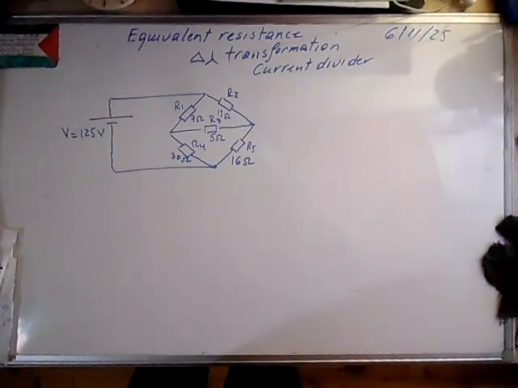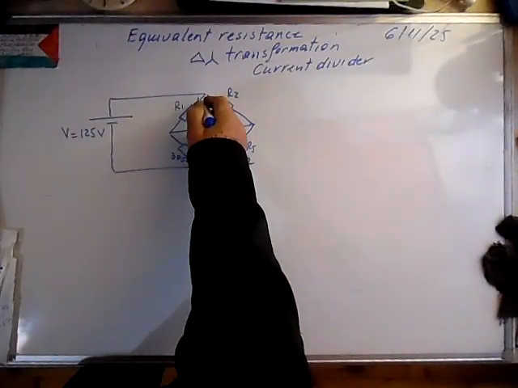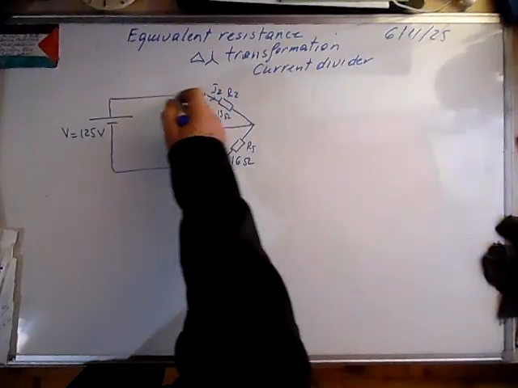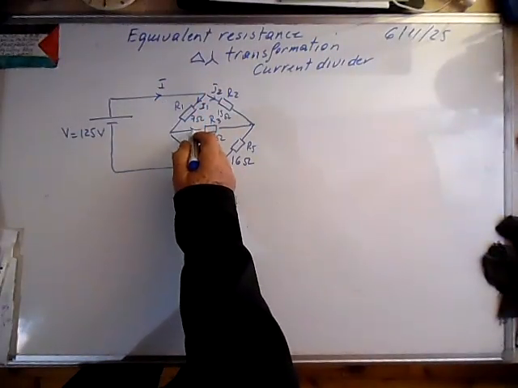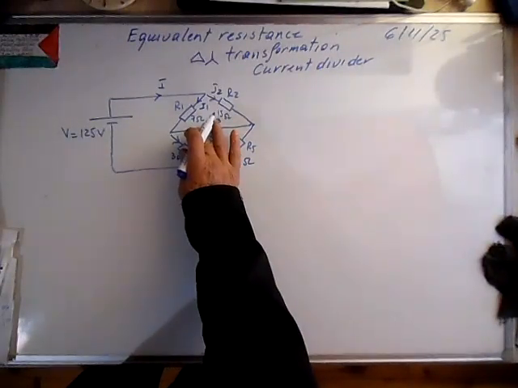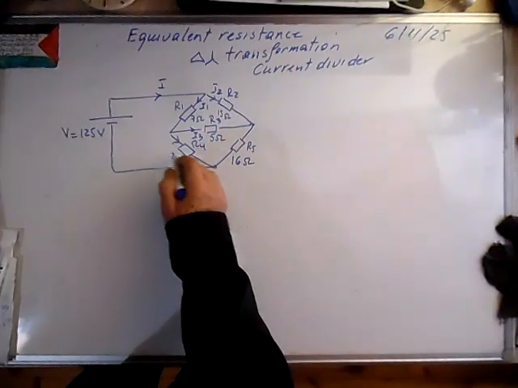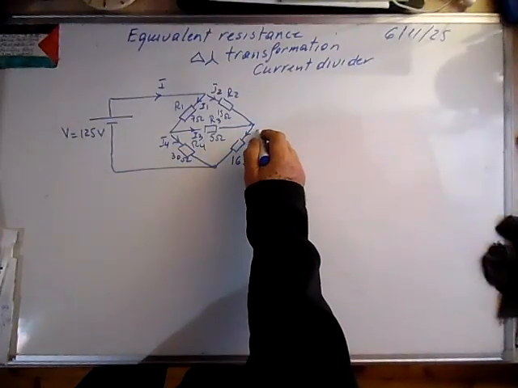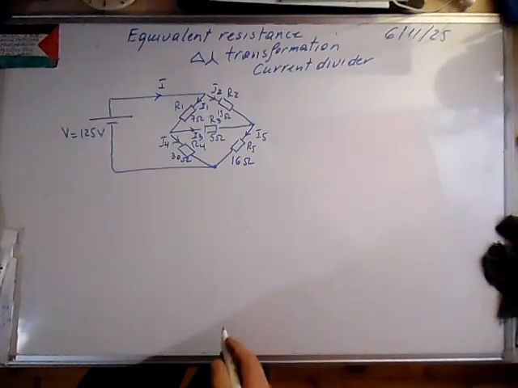Suppose we have a circuit like this and we are asked to calculate the currents in the branches I1, I2, this is the main current, I3, I4 and I5. Suppose that I5 flows this way. Well, we can use different methods.